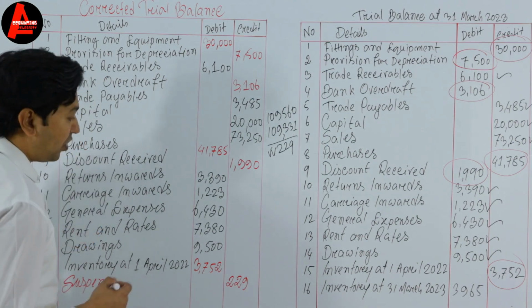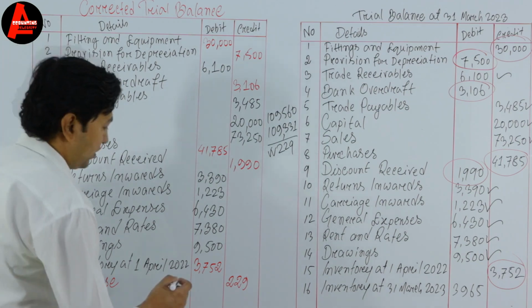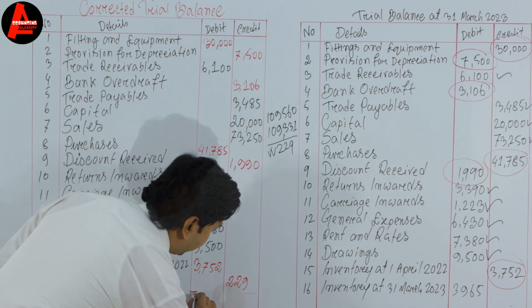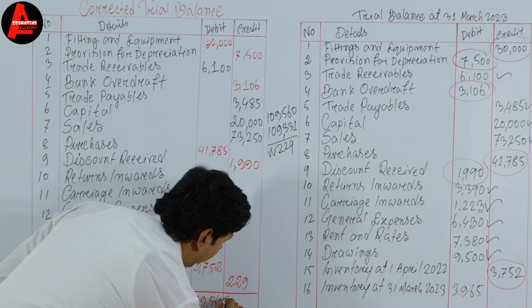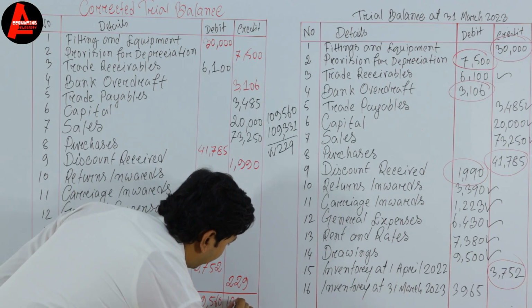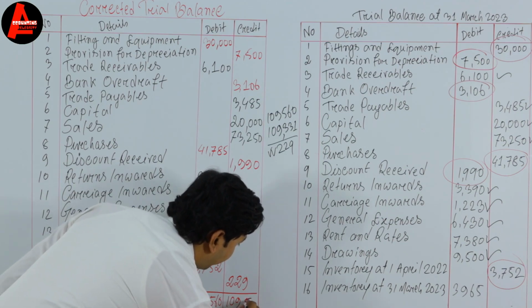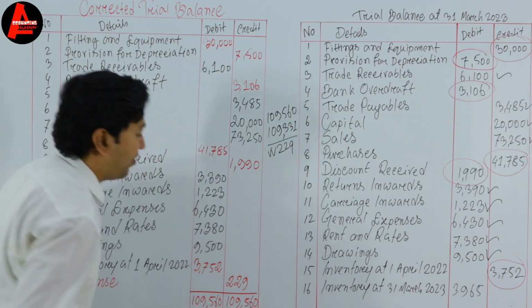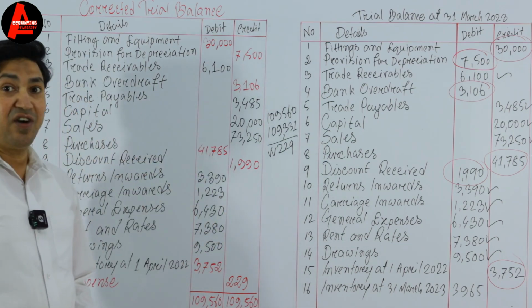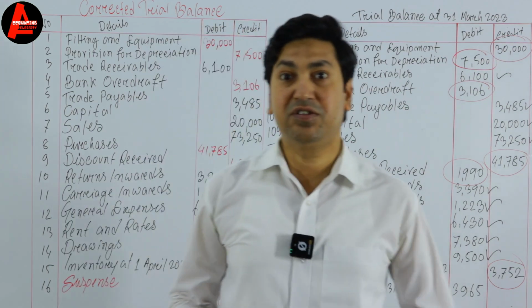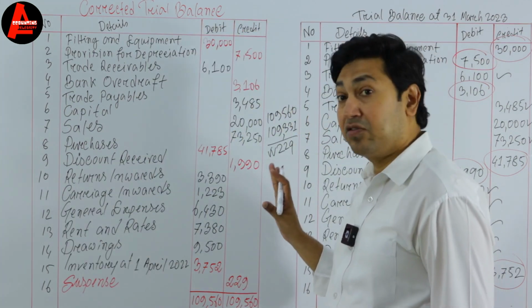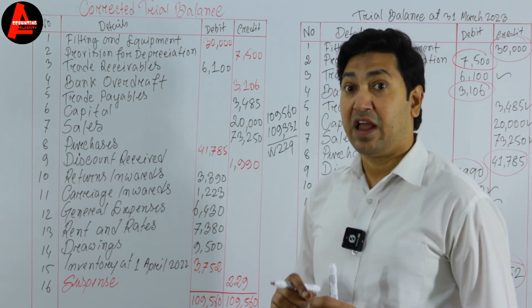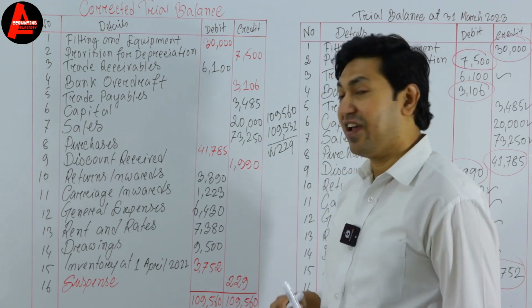Okay, good. Now we will sum up. So here on the debit side we get $109,560, and on the credit side we get $109,560, the same amount. Okay, so this is how you need to balance, you need to prepare a trial balance. I believe if you understand this lesson, you will never make a mistake in your exam.